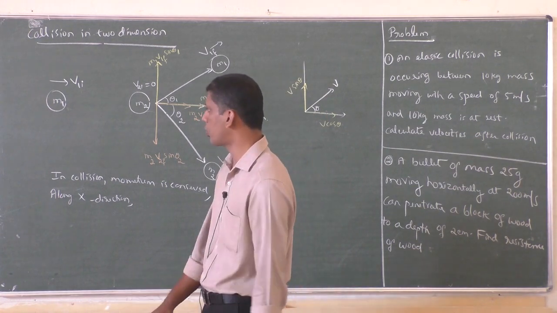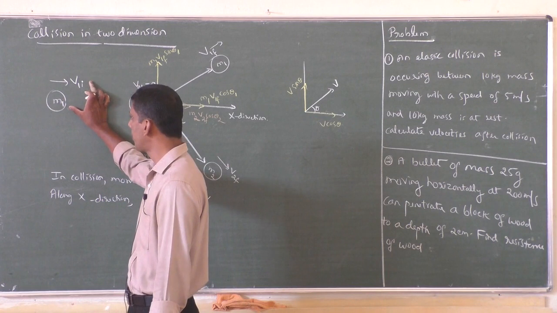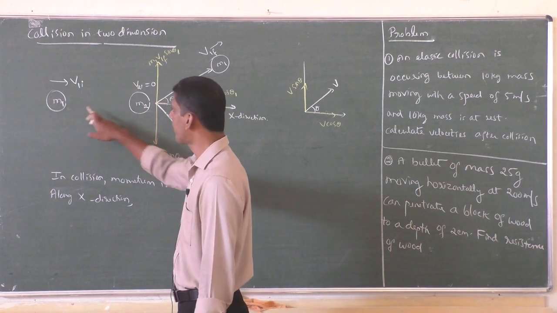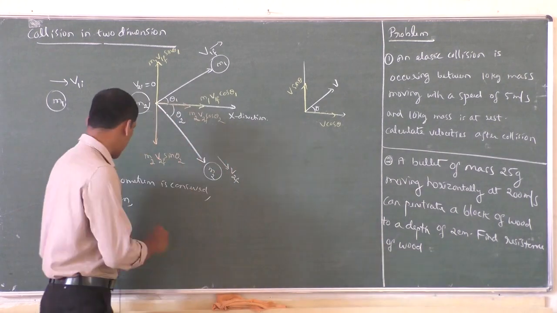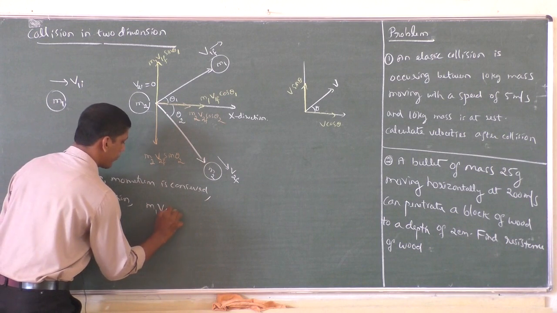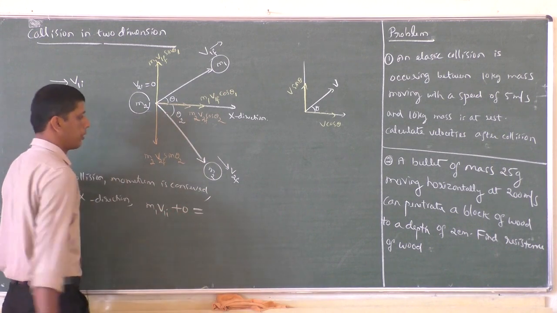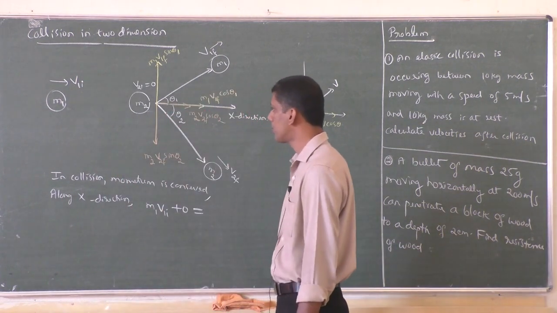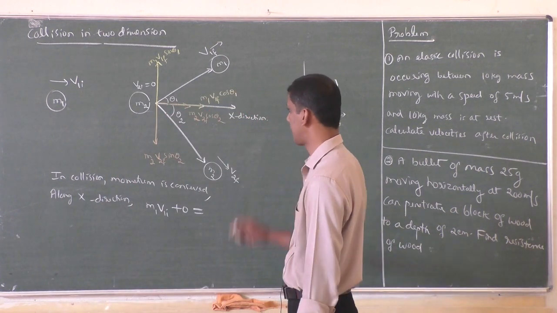Total momentum before collision. Here, the total momentum before collision is going along the x direction. This body is at rest. So therefore, when we calculate the total momentum, it should be equal to m1 v1i, second body 0. That should be equal to, after collision, what is the total momentum after collision along the x direction?